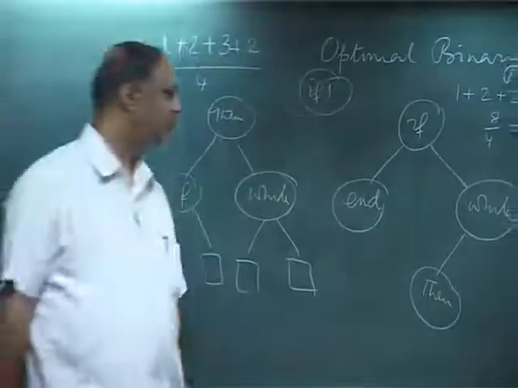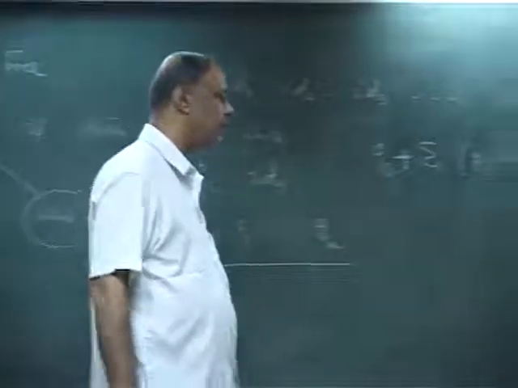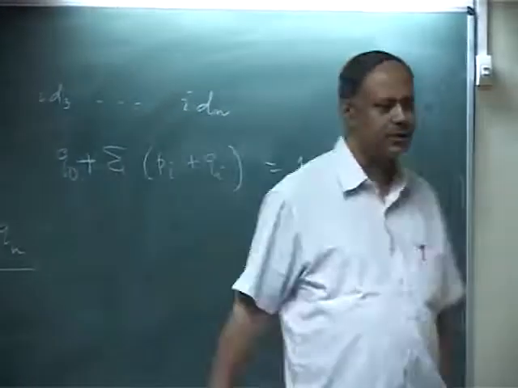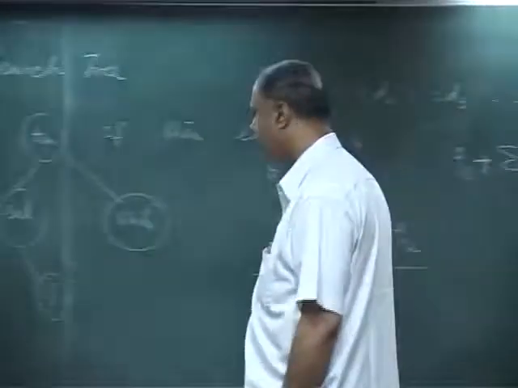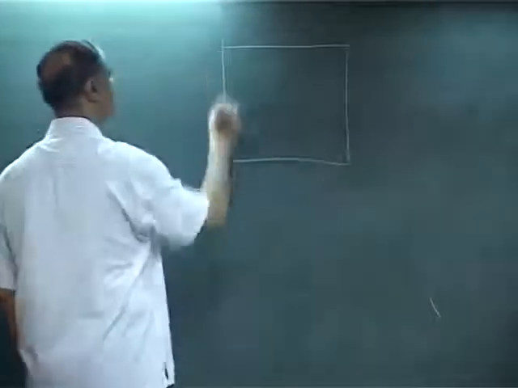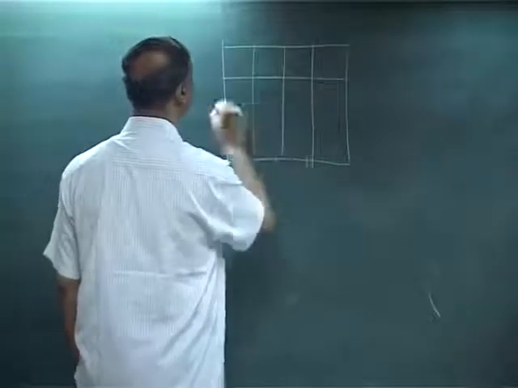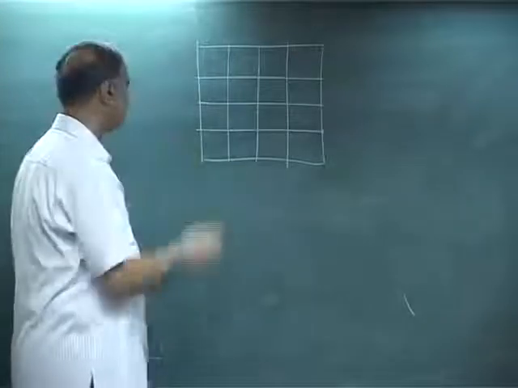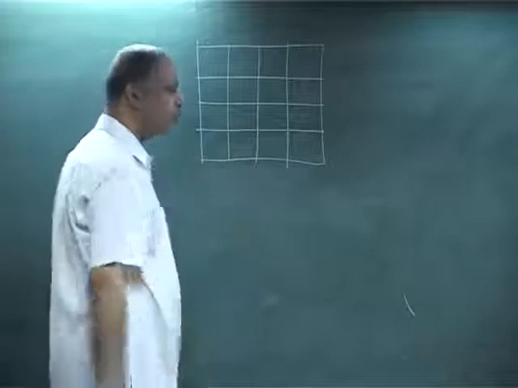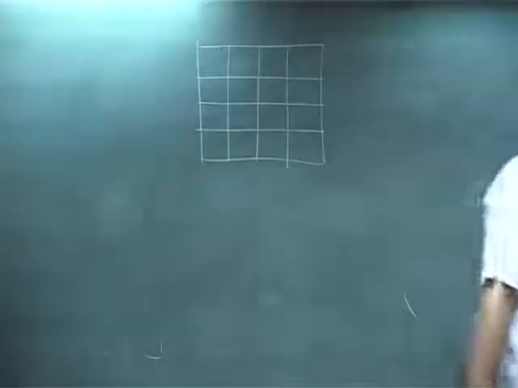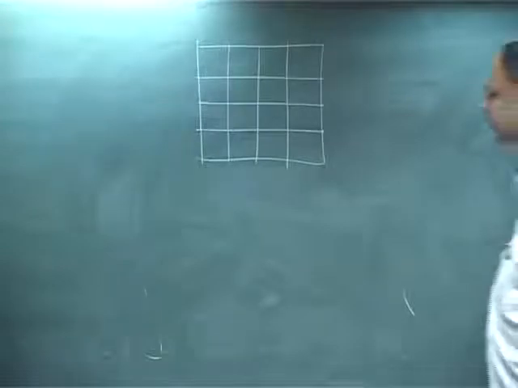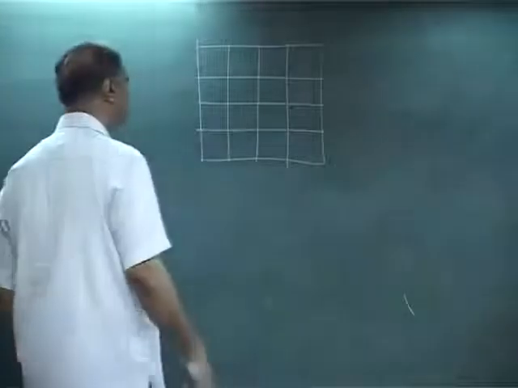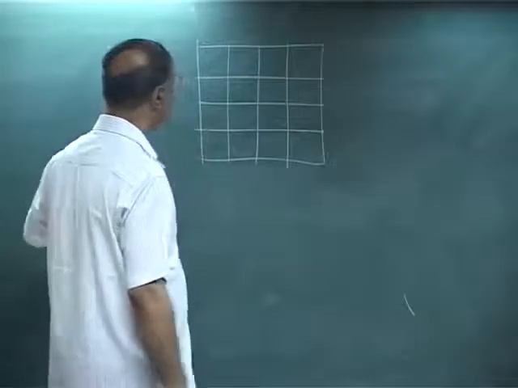Similarly, the case of the n queen problem, where the problem is to put the queens on an n cross n chessboard in such a way that no queen attacks the other queen. For example, I have a chessboard of 4x4, and I have four queens, Q1, Q2, Q3, Q4. Okay? Two queens attack each other if I place them diagonally, or row wise, or if they are in the same column. I want to put these four queens in such a way that they are not on the same diagonal, not on the same row, and not on the same column.